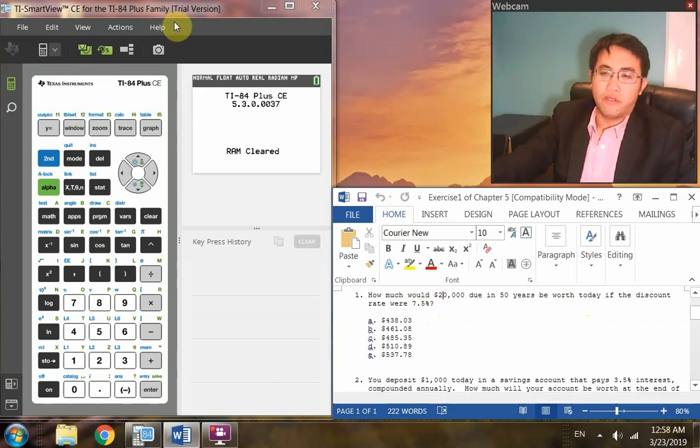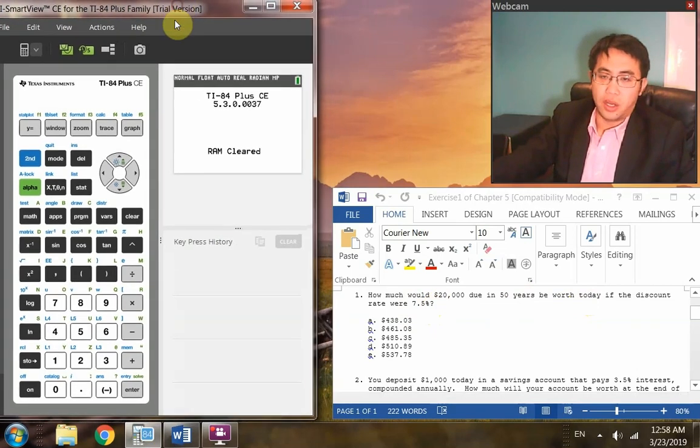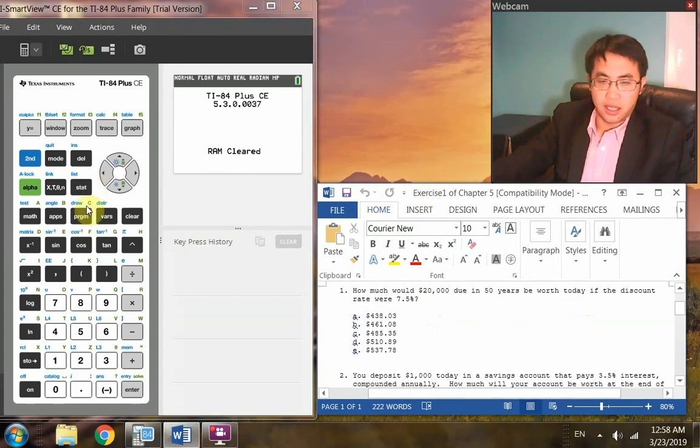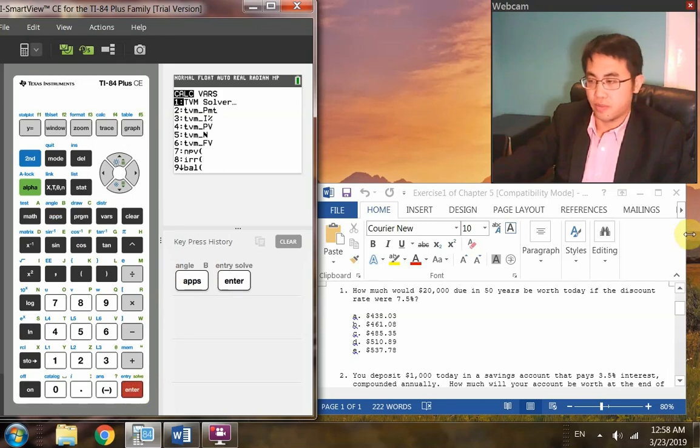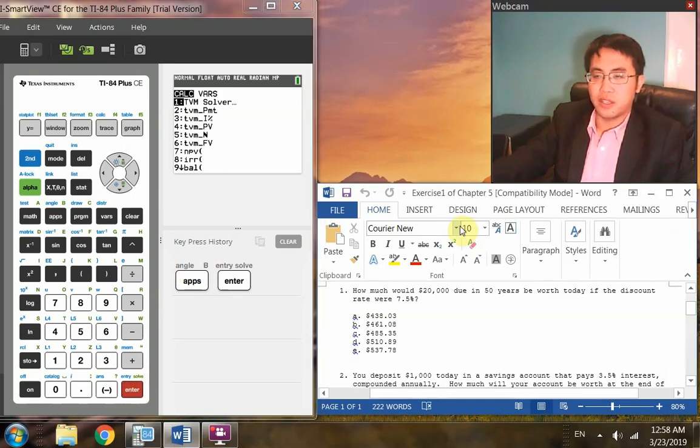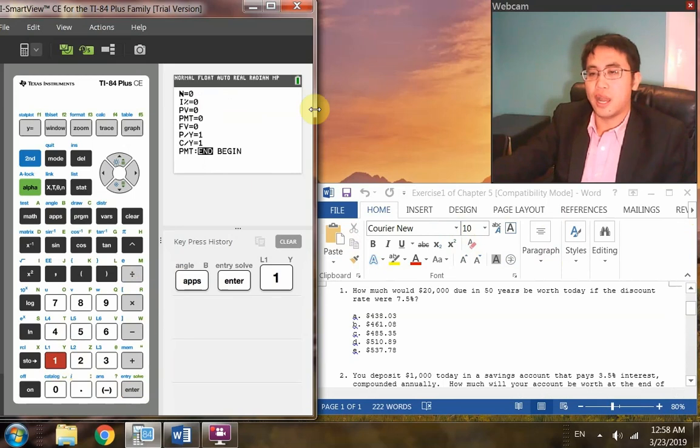First, you just need to turn on your calculator, and then you will find the apps button. Just hit apps, that's number 1. Then you have different apps listed here. I want you to hit number 1, or just hit enter, for finance. After you get this finance app, I want you to hit time value of money solver. Just hit number 1 or hit enter, both would do. Now you have the setup of your time value of money.